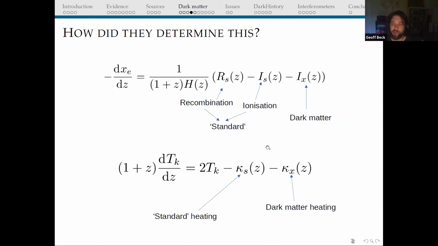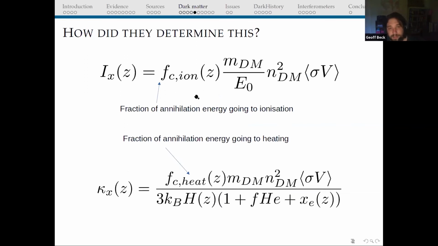Okay, we're working with the global signal, the global averaged homogeneous 21 centimeter background. So these terms are very simple. They just consist of essentially the amount of energy dumped in per annihilation, and then the number of annihilations per unit volume per second, which is the number density squared times the cross section. So this is a very simple form. You might be wondering where the nasty physics is, and the answer is in here.